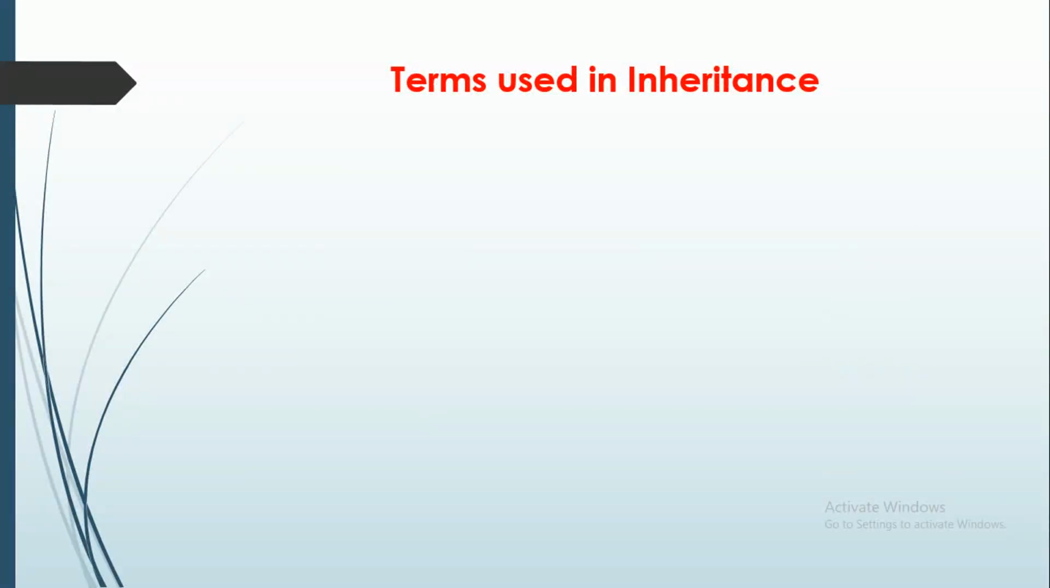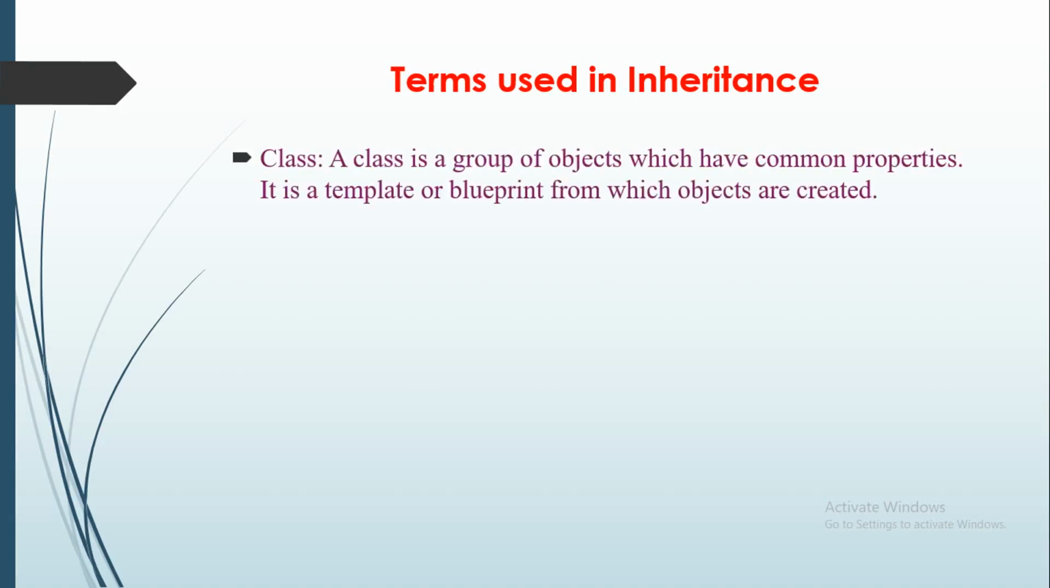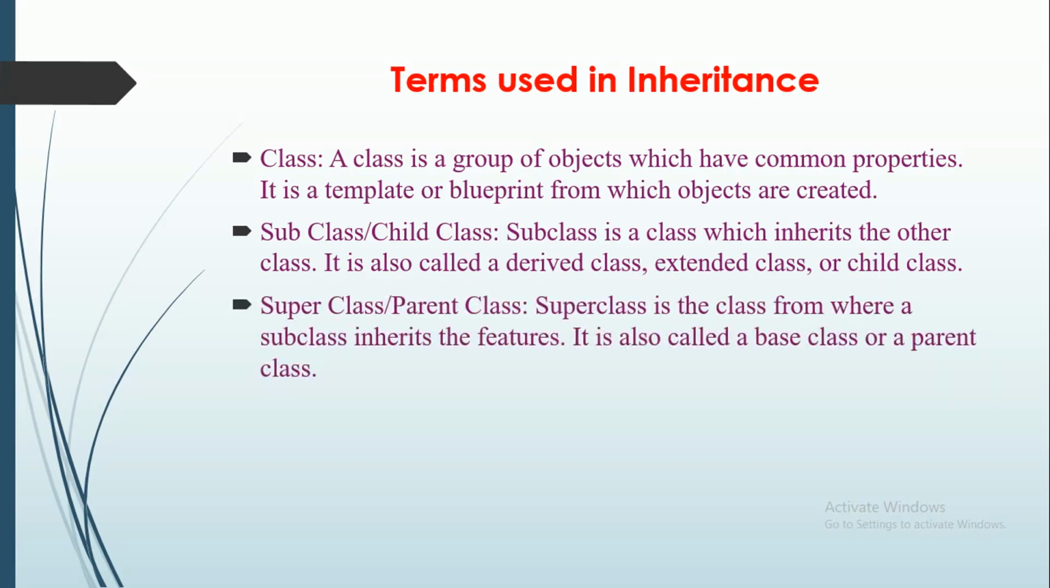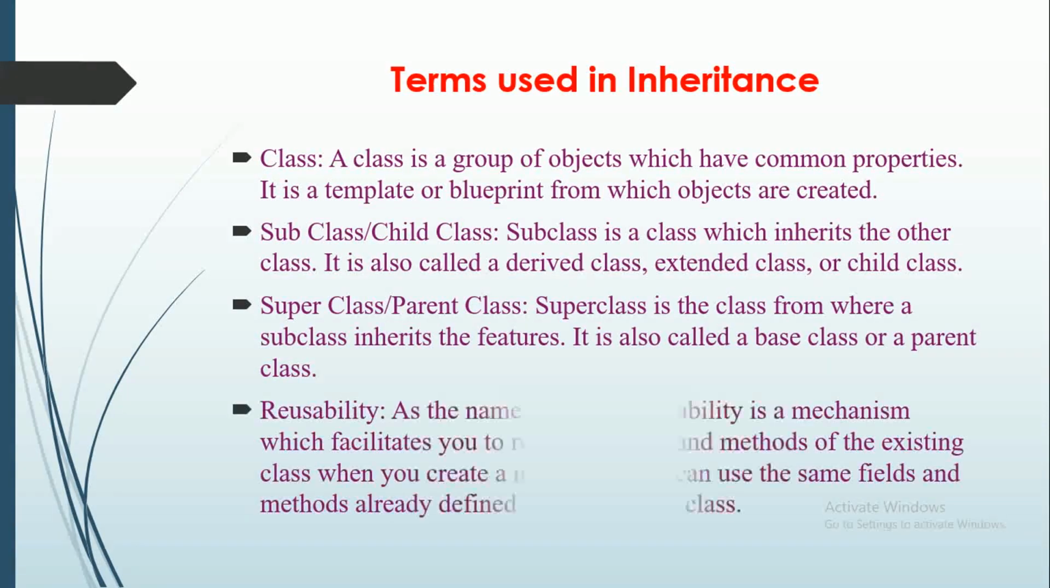Let's discuss the terms used in inheritance. Class: a class is a group of objects which have common properties. It is a template or blueprint from which objects are created. Subclass or child class: a subclass is a child class which inherits the other class. It is also called the derived class, extended class or child class. Superclass or parent class: a superclass is the class from where a subclass inherits the features. It is also called a base class or a parent class.